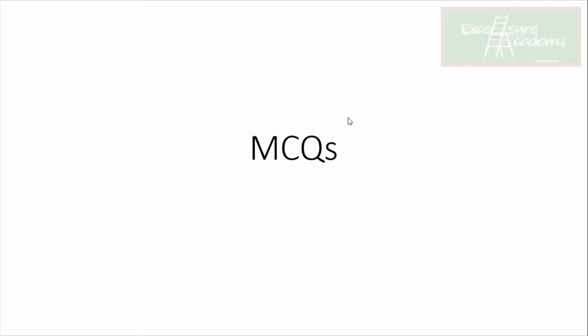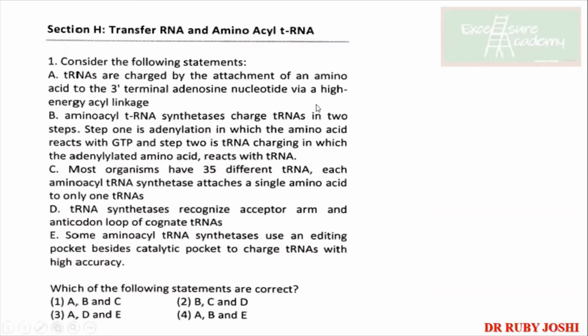Okay, so there are a few questions, I think 2 or 3 questions based on the previous topic, so let's discuss those. It's based on the transfer RNA and aminoacyl tRNA. Directly I have taken from the PDF which I have shared with you guys. So let's do this question. Your first question here says, consider the following statements. First statement, tRNAs are charged by the attachment of an amino acid to the 3' adenosine nucleotide via high energy acyl linkage. पहले देख लेते क्या पूछा है. Which of the following statements are correct? So let's go like that only.